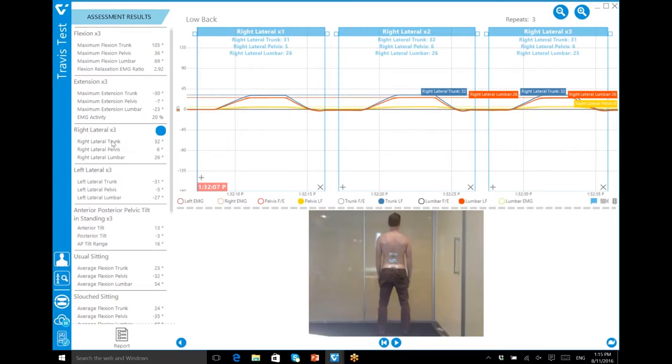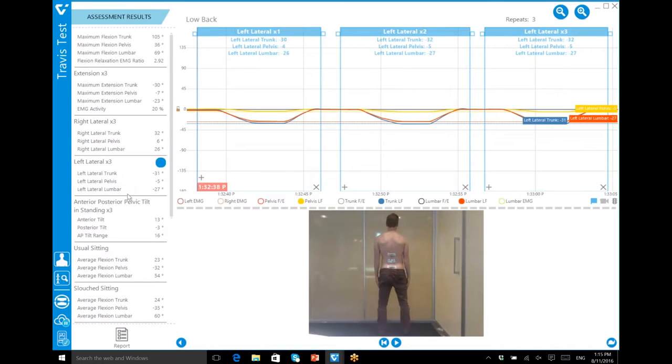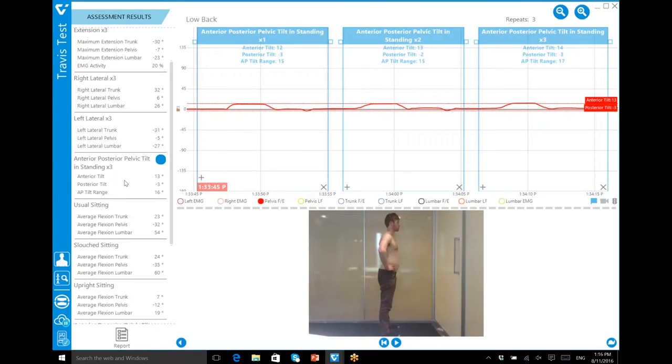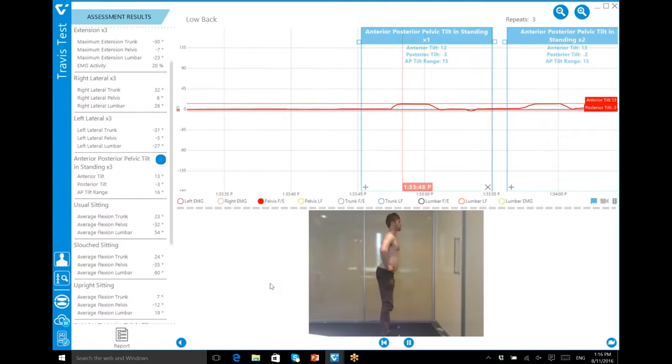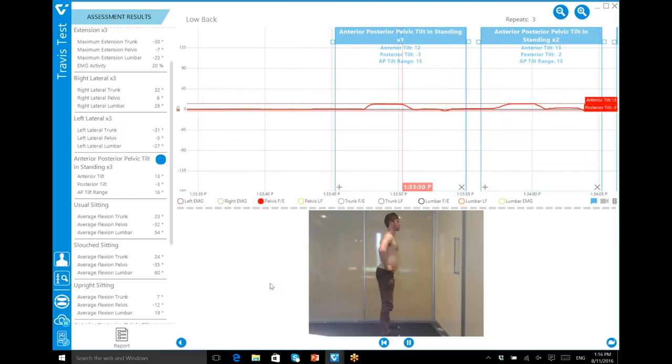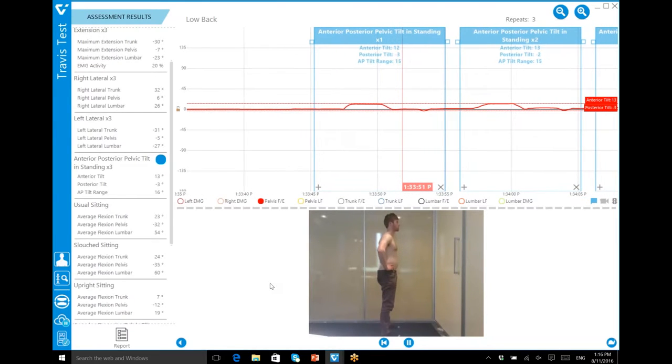Yeah, very interesting. So the right and left lateral flexion should be fairly self-explanatory. Just get your patient to stay in that one plane of motion. You don't want them flexing or extending during that movement. We won't go into those in too much detail, but I'll click down onto the anterior posterior pelvic tilt in standing. Now for this one, it's important that we have our patient perform an anterior tilt and a posterior tilt and then return to neutral all in the one analysis window.